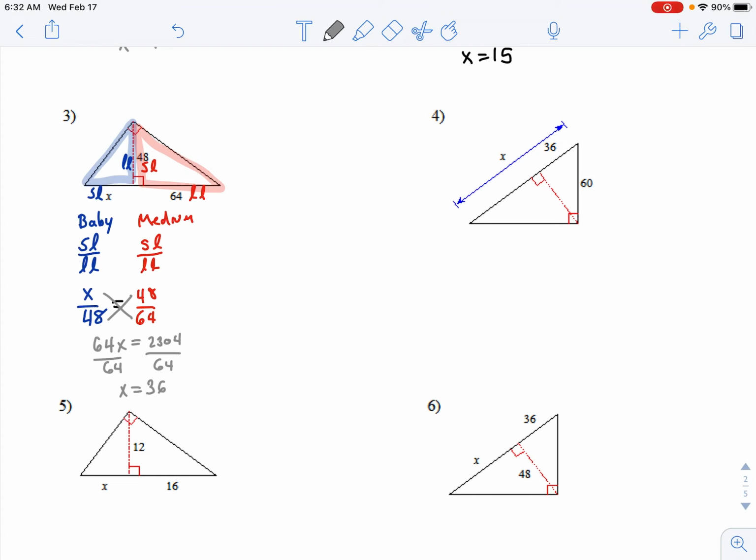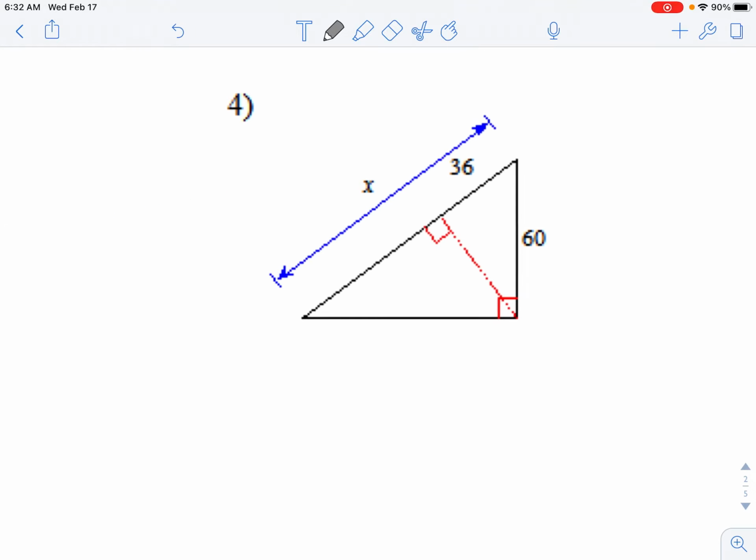Again, just matching up corresponding parts, identifying short leg, long legs. You should just tell which leg's longer. Most of the time it's pretty easy, and then remembering that the hypotenuse is the hypotenuse.